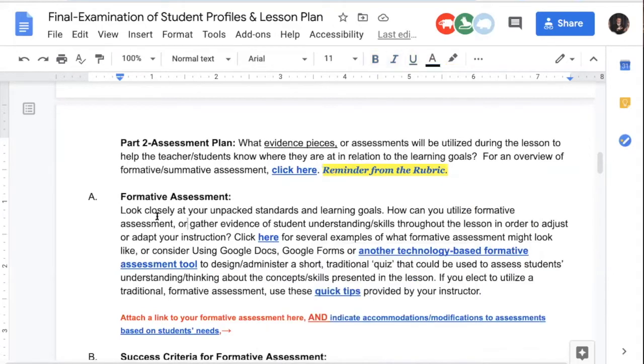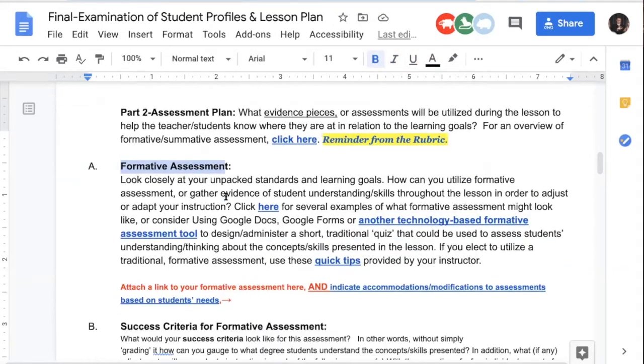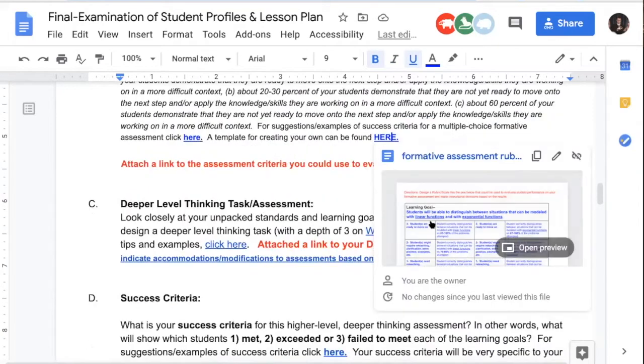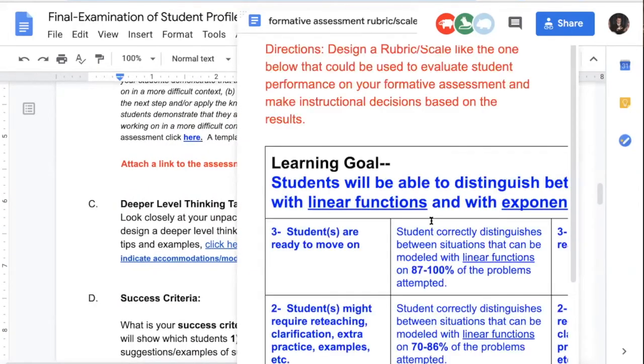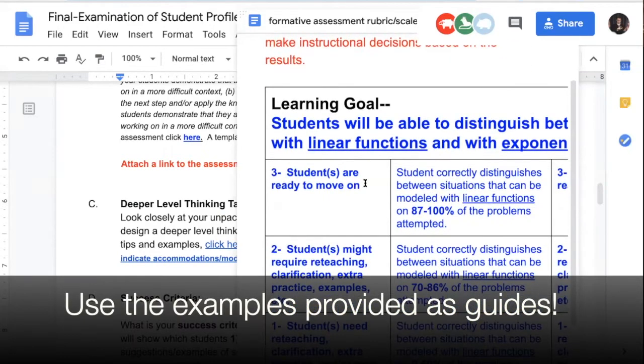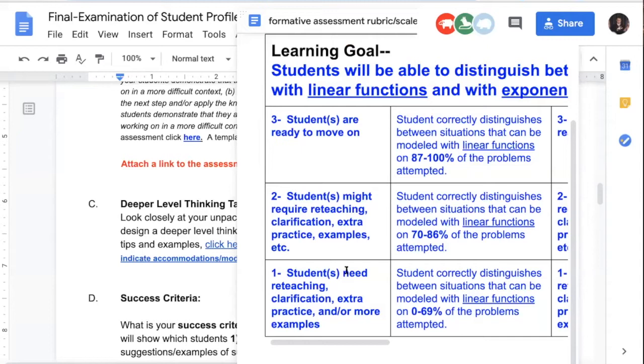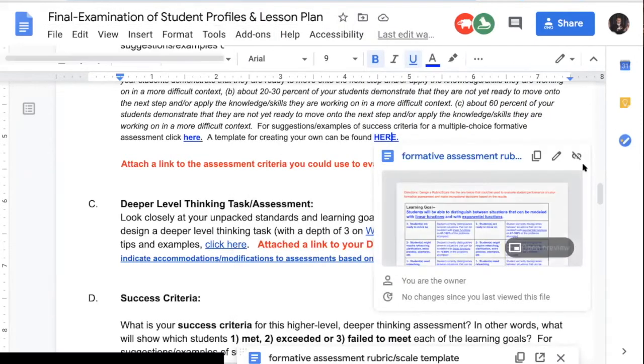So we want to make sure that we have a clear formative assessment plan, a success criteria for our formative assessment. We want to make sure that we address all of these questions about what we would do as a teacher, and that our success criteria for the formative assessment looks quite a bit like this, where we've got our learning goal, we have different levels of performance, as well as what specific intervention strategies we would use to help support our students in that.